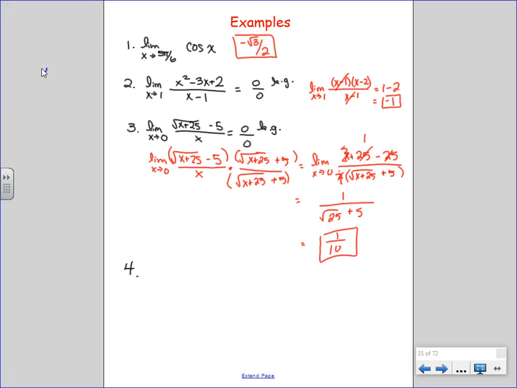The limit as x goes to 1 of x minus 1 all over x. Go. How do we do it?